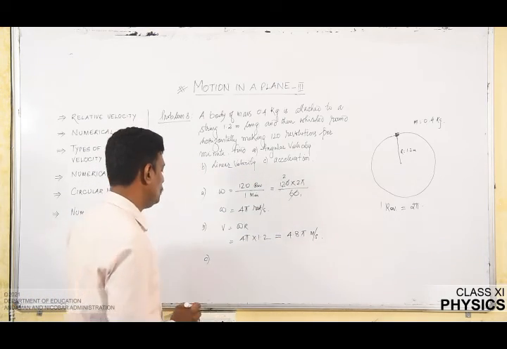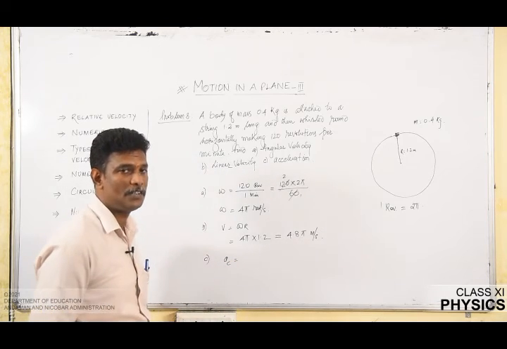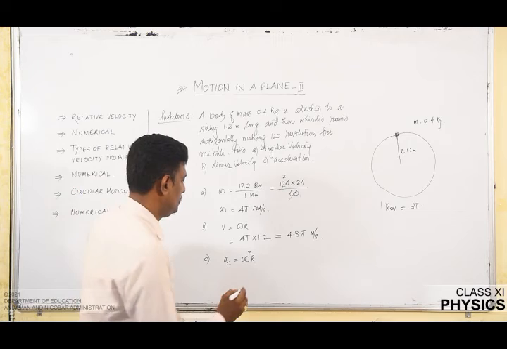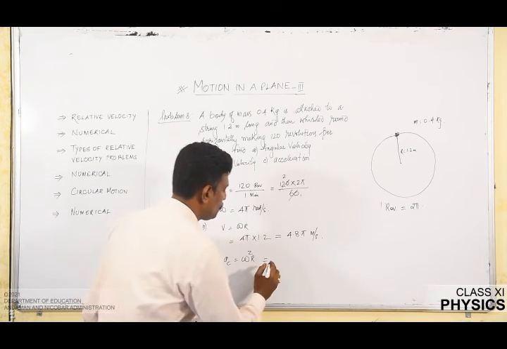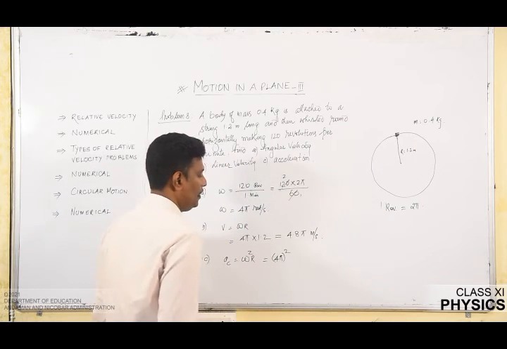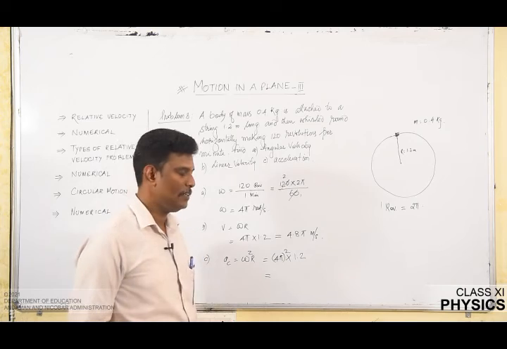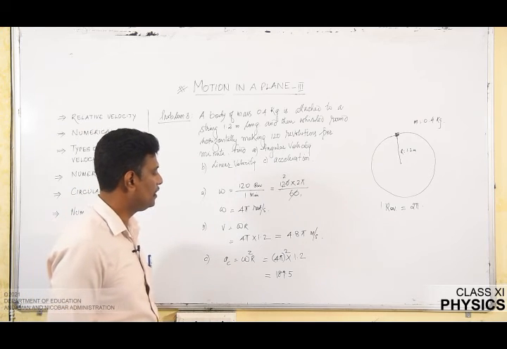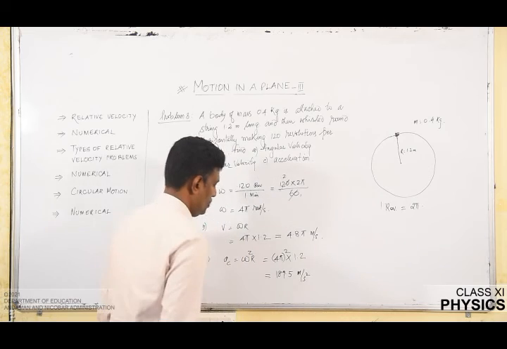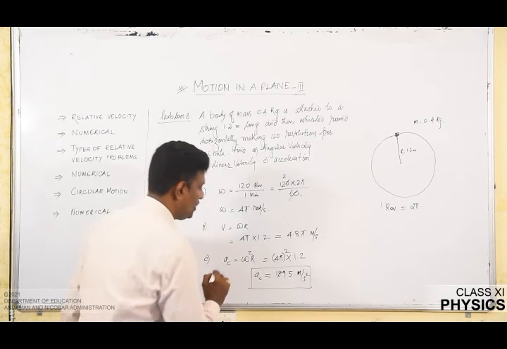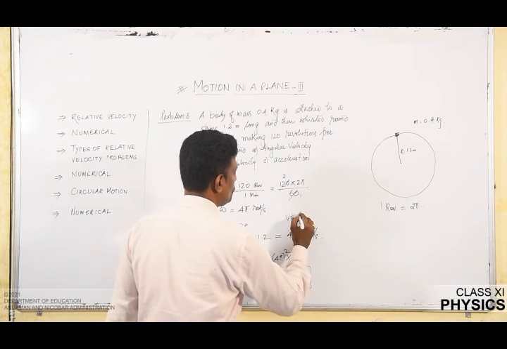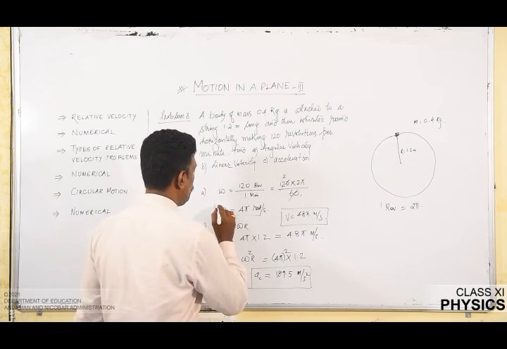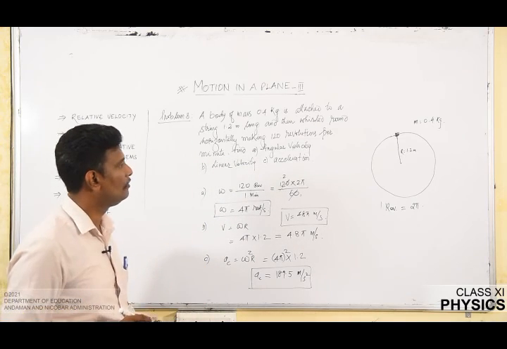The third one is acceleration, that is centripetal acceleration. Just now we have derived the formula omega square r. What is the value of omega? That is 4 pi, squared, into r which is 1.2. The result comes to be 189.5 meter per second square, since it is acceleration. So, we have calculated centripetal acceleration, velocity that is 4.8 pi meter per second, and angular velocity is 4 pi rad per second. This is how we can solve the questions.